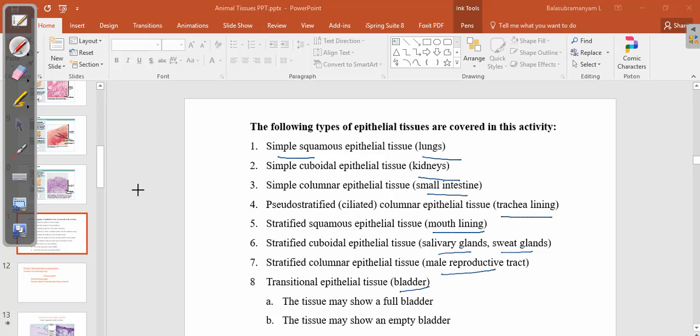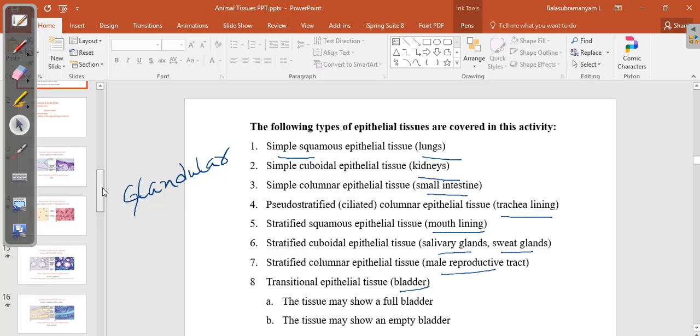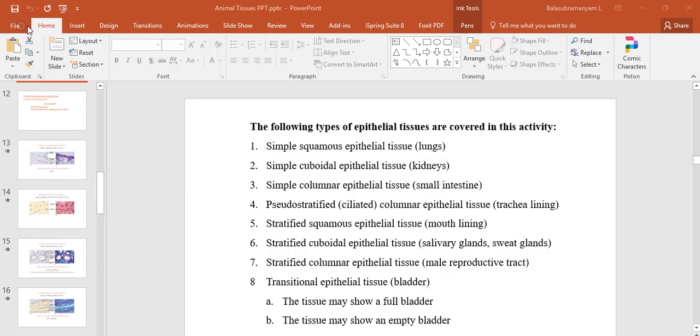And then even I try to recall for you the glandular epithelium. So when you say glandular, it is associated with the glands. Alright, that's about various tissues of the epithelium. Now let us try to understand the other type of tissue.